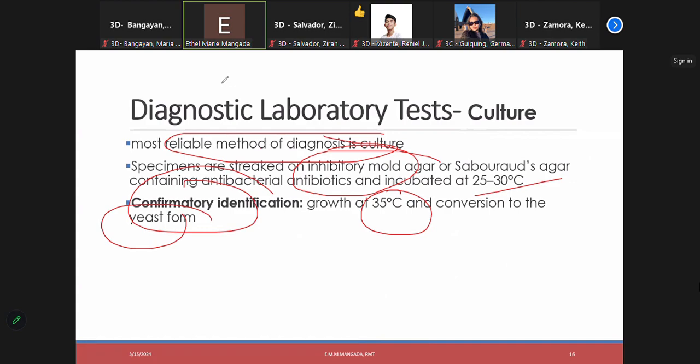Again, sabi natin kanina, yung mycelial form ng Sporothrix, pwede nating i-convert to its yeast form. Okay, so the conversion is done at 35 degrees Celsius and it's said to be confirmatory identification for your Sporothrix. Okay, pero the medium, of course, kailangan nating mag-incorporate ng blood and also carbon dioxide.